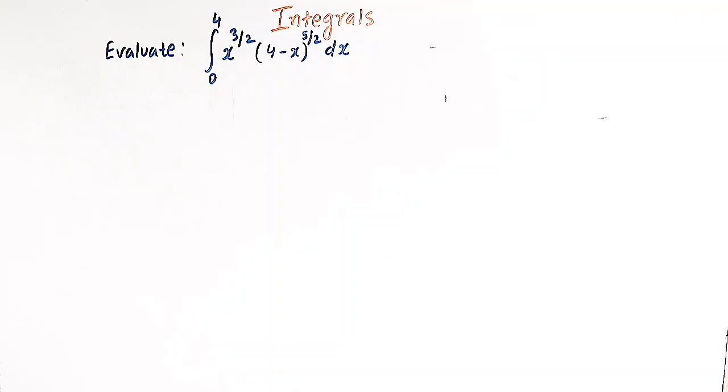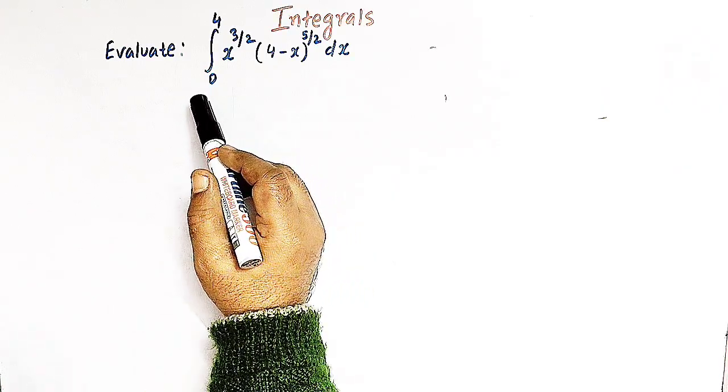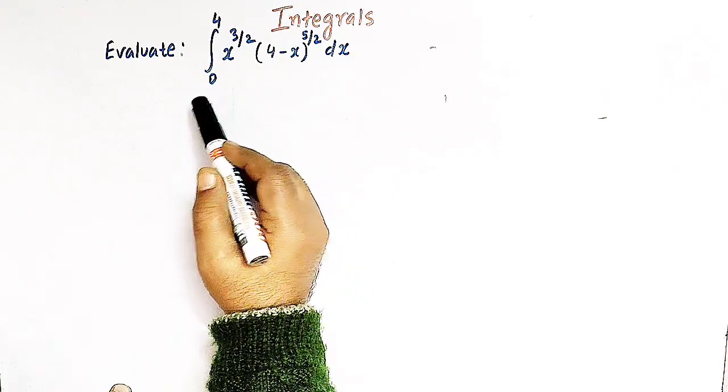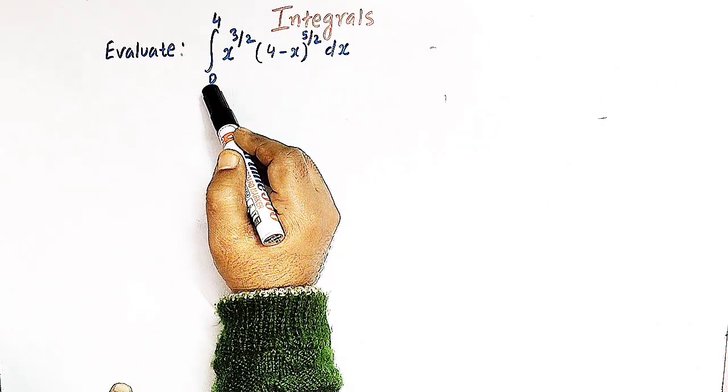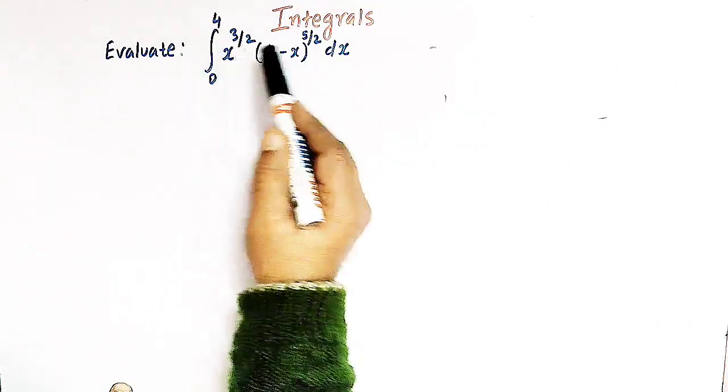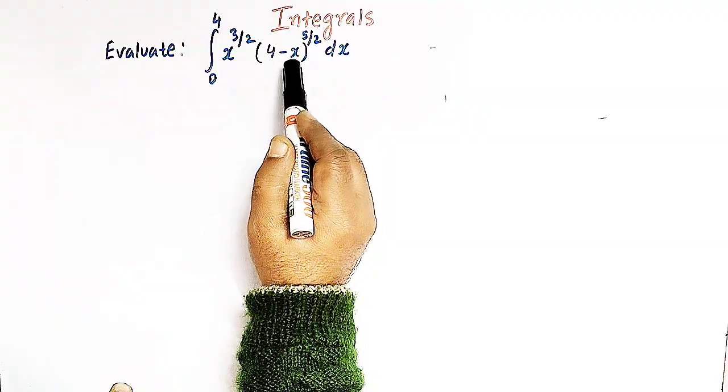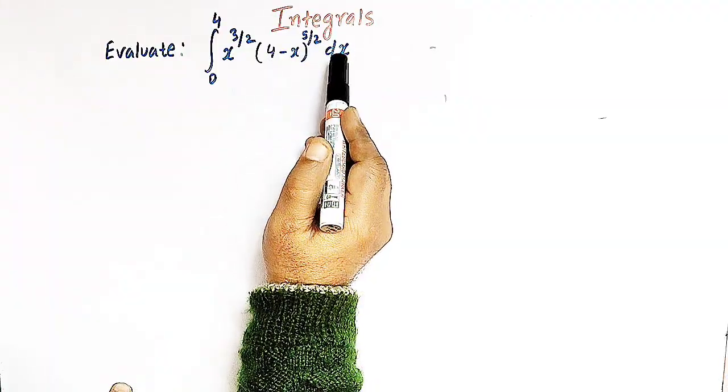Hello viewers, in today's session we are going to discuss another important problem from integrals. We are going to find out the value of this definite integral using the concept of beta and gamma functions. Here we'll see the application of beta and gamma functions to evaluate this integral. So here we have the integral from 0 to 4 of x raised to 3 by 2 times (4 minus x) raised to 5 by 2 dx.